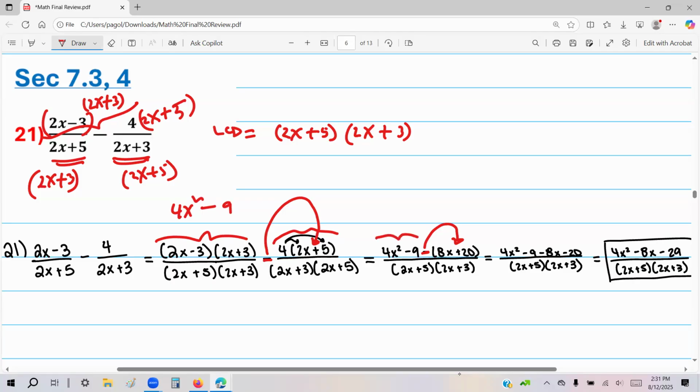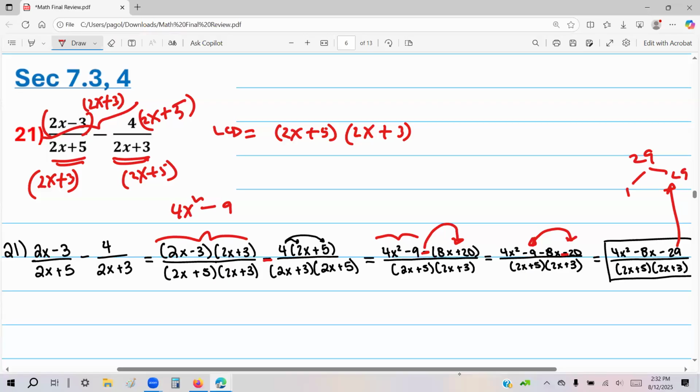So you have 4x squared minus 9, and you distribute, let me erase all of this. And you distribute the 4, so you get 8x plus 20, but since you're subtracting, it becomes 8x minus 20. The like terms we have here are minus 9 minus 20, so you get minus 29. And 4x squared minus 8x, you cannot combine them, so you leave them alone. And it's not factorable because 29 has only 2 factors, 1 and 29. None of them will give us 8 if you add or subtract.